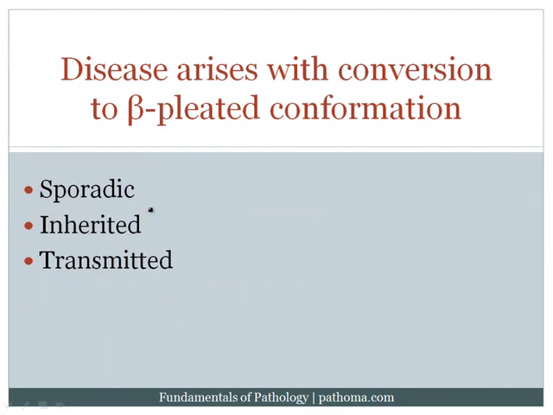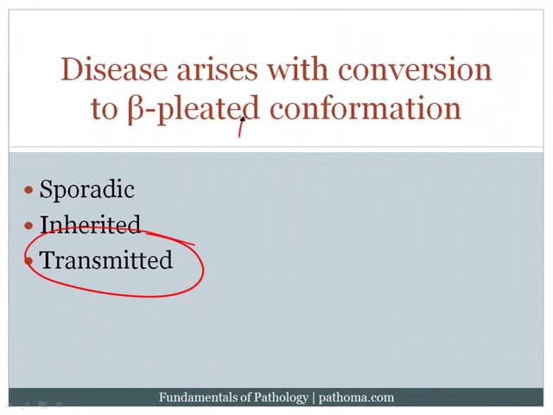A second way by which this transformation can occur is if you inherit a bad gene. Now the idea here is that you've got a normal prion gene that produces a prion protein in your brain. If you inherit a bad gene, that gene can result in increased conversion of the alpha form to the beta-pleated conformation. Of course, when you get the beta-pleated conformation, that'll then convert other alphas to beta, giving you a spongiform encephalopathy.